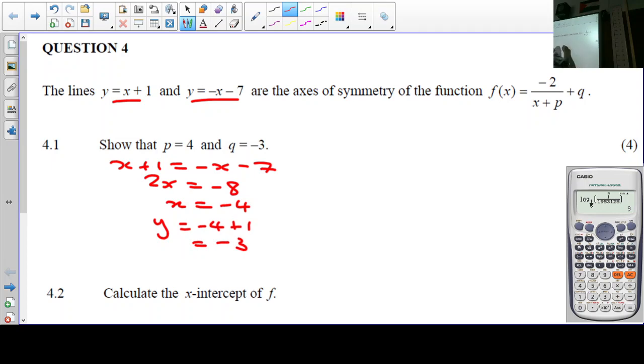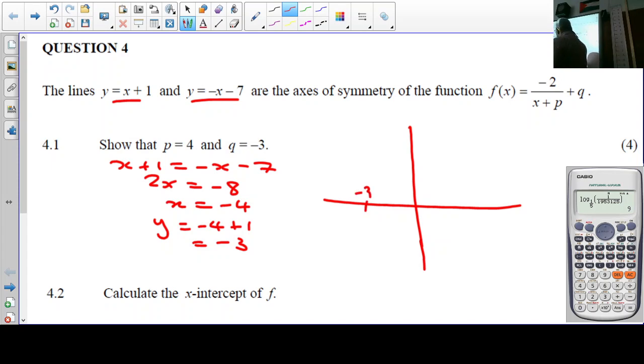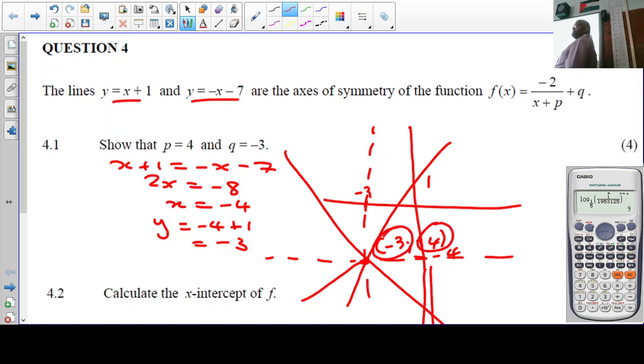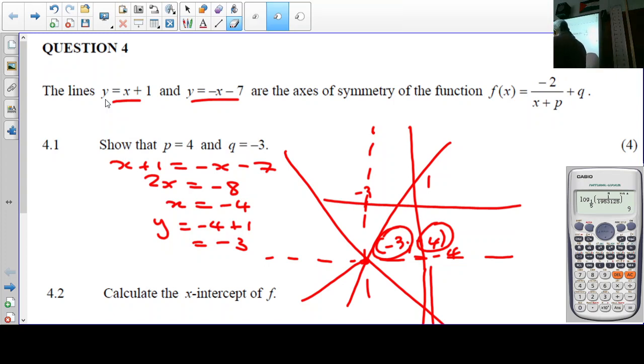So if I draw this graph, this coordinate here is negative 4 and negative 3. So if I draw a line going through like this, it is 1 there, and the other one is coming through like that. Does it make sense, people? So this is your P, and your Q value will come from these values here. Can you see that? Remember, your x will always have an additive inverse effect. It's the other way around.